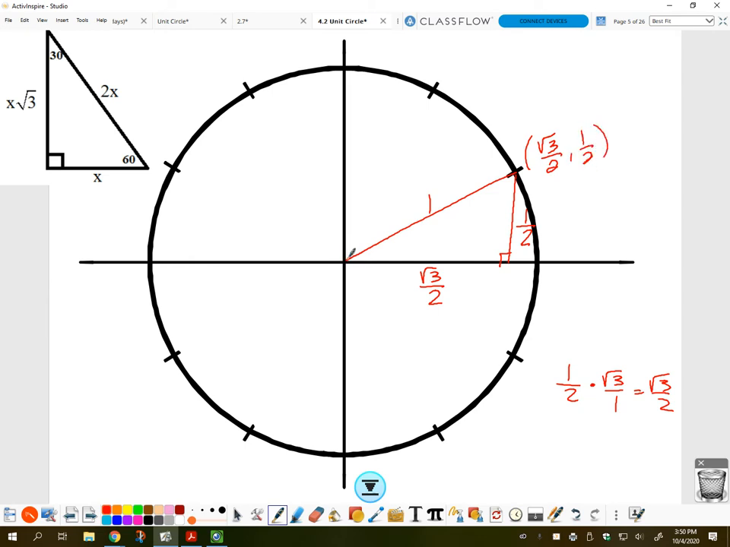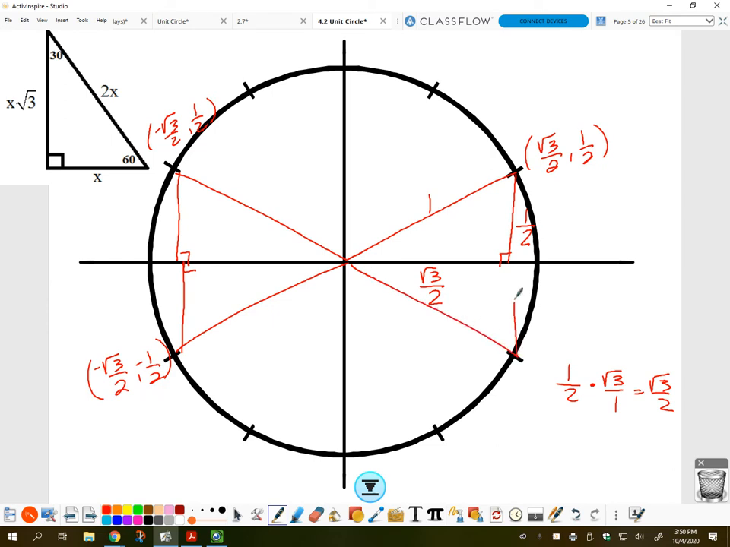Alright, so same concept. This is the same triangle. I just go backwards and up. So negative, positive. So negative root 3 over 2, 1/2. Same triangle happening here, but it's negative, negative. So negative root 3 over 2, negative 1/2. And then same triangle here. Positive, negative. So positive root 3 over 2, negative 1/2.